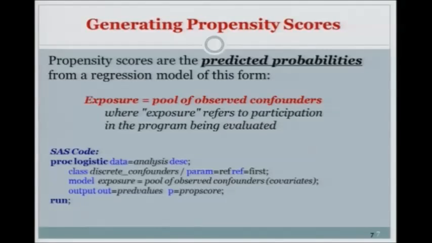So in the SAS world, this might be a logistic regression model. In your model, you have your class statement to create your dummy variables. Exposure equals that pool of observed confounders and the covariates. And then you have this output statement, out equals pred values. And that actually tells SAS to create an output data set called pred values, where P, which is the predicted probability, this is a SAS term, you see it's highlighted in blue, equals prop score. I just called it prop score. That's my name for it. So now I have an output data set with the propensity score in it from this equation. And I'll go through examples if that isn't clear now.